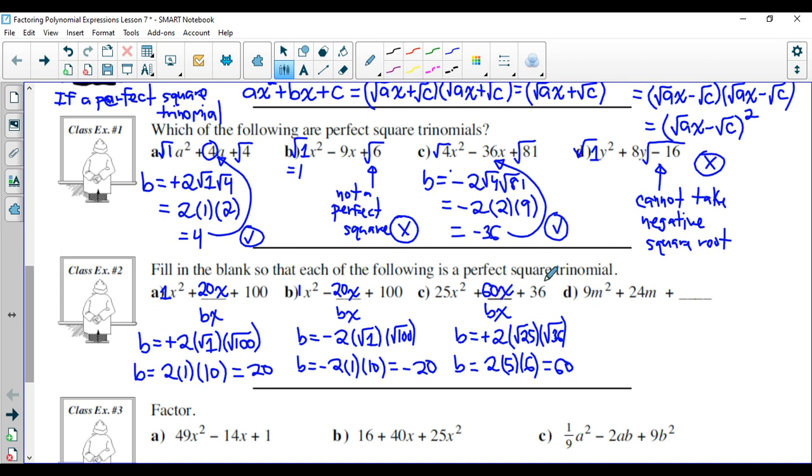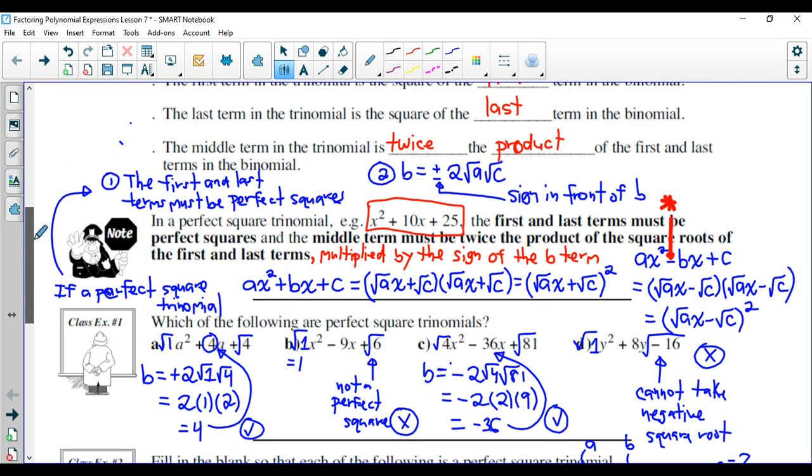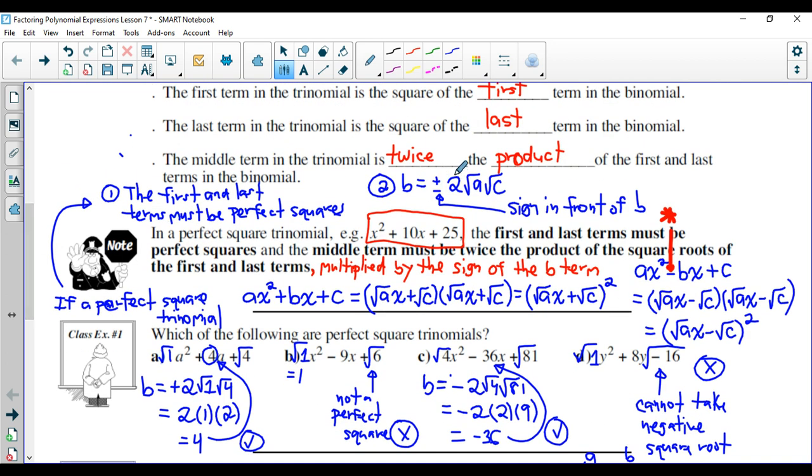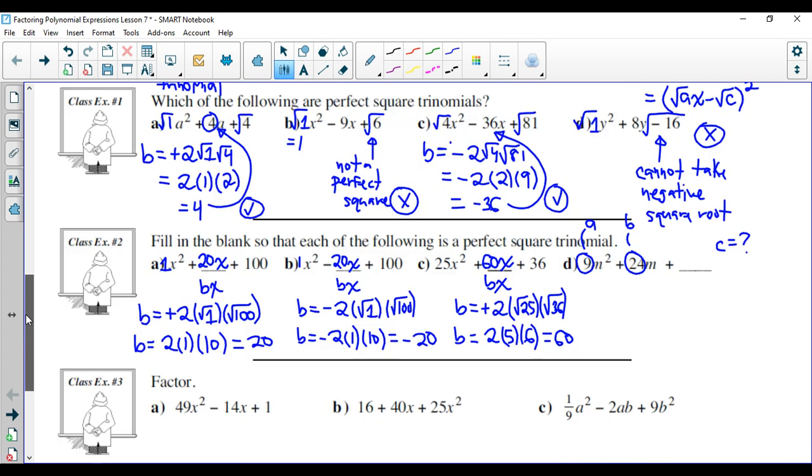Okay, now this one's a bit trickier because in this one, it gives you the value of a, it gives you the value of b, but what I don't know is what's the value of c. Now, I can still use this equation for b to determine this, because if this is a perfect square trinomial, then b needs to be equal to plus or minus 2 square root a times square root c. So I'm going to use that equation, except this time around we're going to solve for what c is as opposed to b. So let's write that equation out.